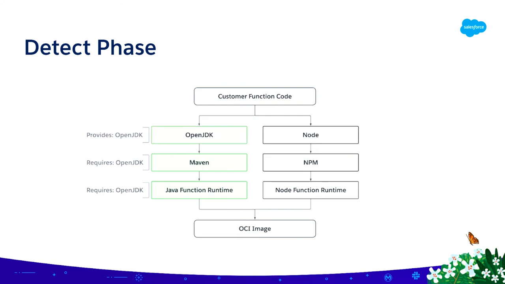So even though the detect initially failed, the CNB runtime will mark this as a participating buildpack because it provides a necessary dependency for the other buildpacks. In fact, there are more provide-require pairs here.